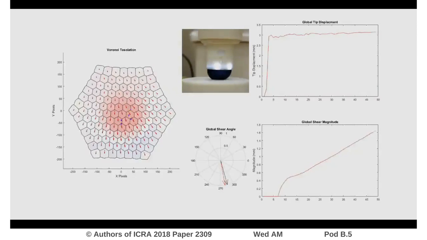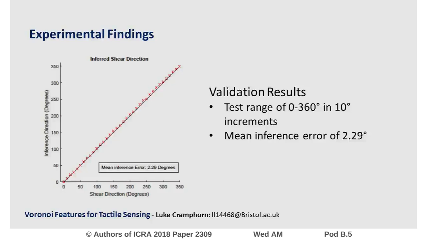The results show that the inference of shear direction can be achieved with a mean error of 2.29 degrees, without the use of black box classifiers or regressors. Supervised learning methods will have a lower error than demonstrated here, but without the need for training and prior knowledge of the stimulus, the demonstrated methods are more versatile and general.